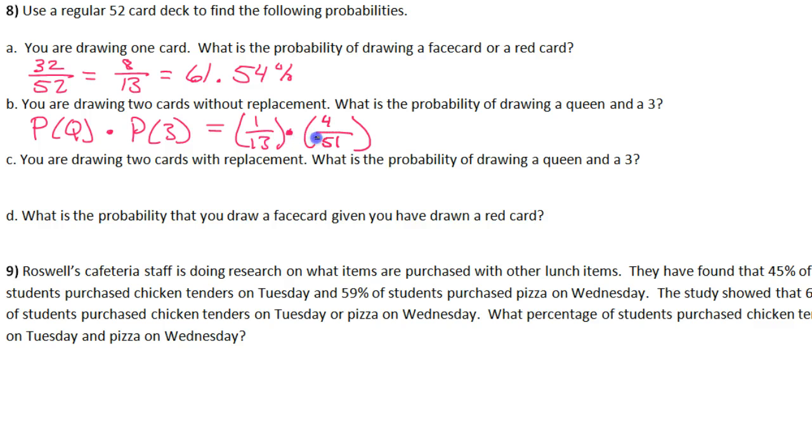Okay, so if I multiply these together, that'll give me the probability of drawing a queen and a 3. Okay, so let's see. 1/13 times 4/51.